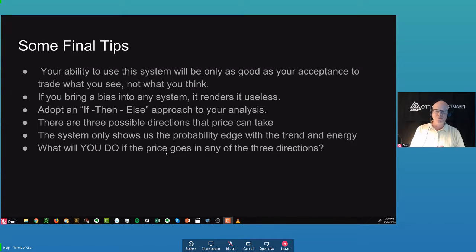What will you do if the price goes in any of the 3 directions? Remember, technical analysis is not for predicting the future, much unlike some people would have you believe. It is for you to figure out what you will do based on what the price will do, right?